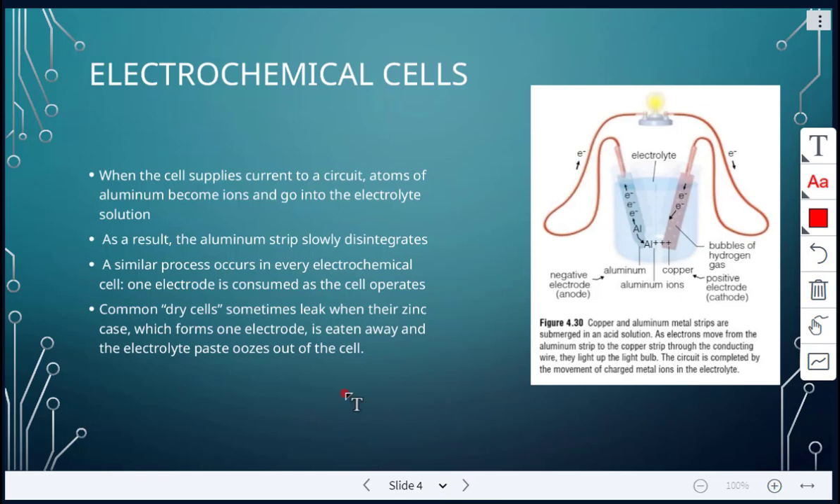Okay, so next is taking a look at what is happening inside of it. So when the cell supplies current to a circuit, atoms of aluminum, so in this case we have an electrode made of aluminum and an electrode made of copper. In this case, atoms of aluminum become ions and they go into the electrolyte solution. So what's happening is this aluminum strip will slowly start to disintegrate. And a similar process occurs in every electrochemical cell. One electrode is consumed as the cell operates.